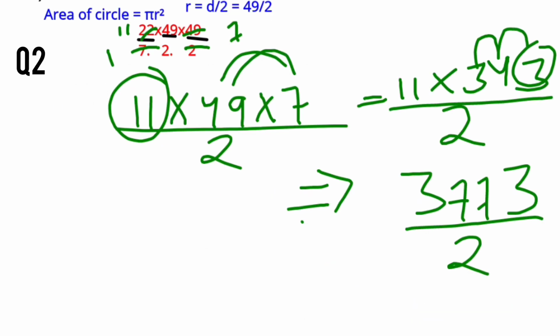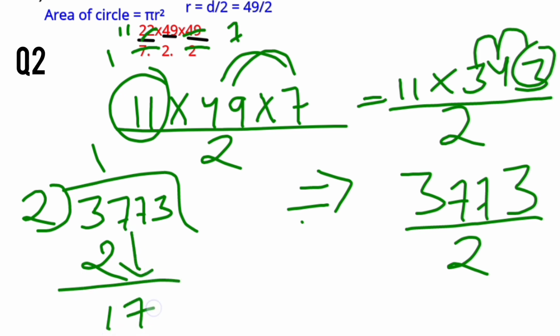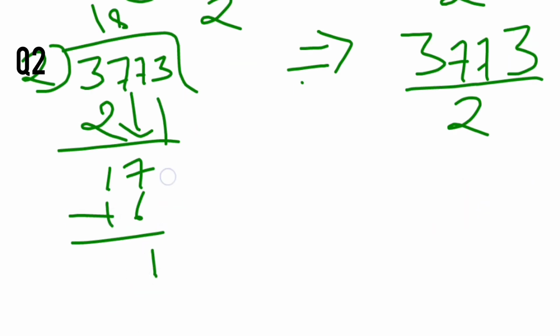Now we'll divide it by 2 to get the final answer. 3773 divided by 2. 2 1s are 2. Bring the 7 down. 2 8s are 16. Subtract it, 1, then we'll bring the 7. Again 2 8s are 16.